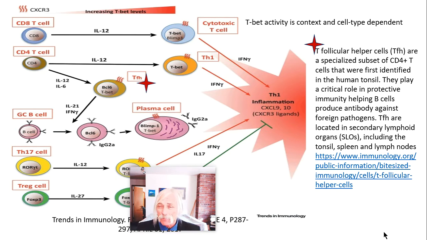By the way, you also make T follicular cells besides in the tonsils. I should say that. Of course, I think that's obvious. But they play a critical role in protective immunity because they help B cells produce antibody or immunoglobulins against all kinds of different foreign pathogens and epitopes associated therein. So T follicular helper cells are located in secondary lymphoid organs, such as the tonsils, and that includes, as it says here, the tonsil, spleen, and also many, many lymph nodes. And there is the link for that if you want to read more about it. All right, so that's what's going on with these T follicular helper cells.